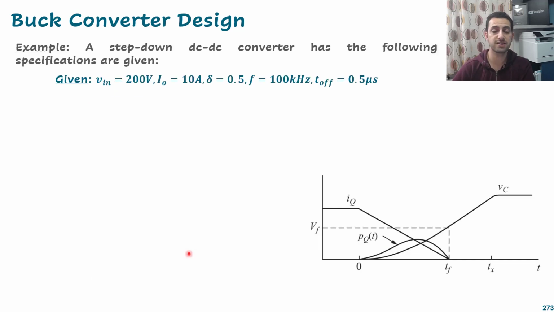And now let's have an example to finish this topic. The step-down converter here has the following specifications, and these are the given values. We have V input as 200 volt, I output as 10 ampere, the duty cycle is 50%, the frequency is 100 kilohertz, and also the T off equals 0.5 microsecond. The T off means the switching off time.